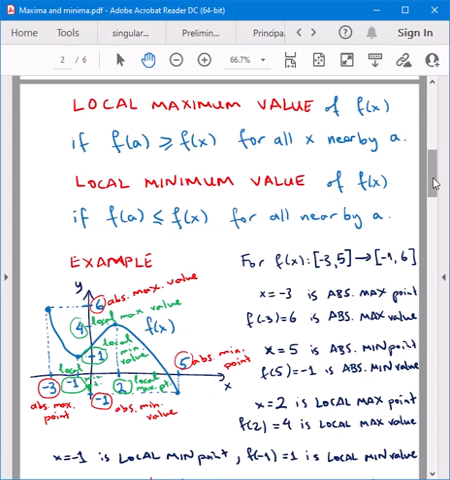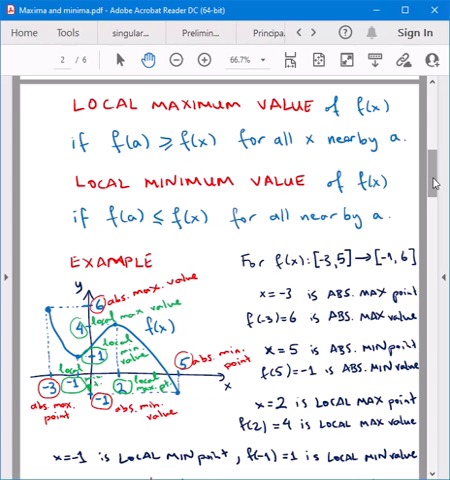And then look at 5. At 5, the function takes the value -1. So that -1 is called the absolute minimum value, and 5 is called the absolute minimum point. And then you see in between, there is a local max and local minimum as well. Like at x equals 2, there is a local maximum. So 2 is a local maximum point because the value of the function is 4, and around 2, 4 is the largest value, but it's only around 2.